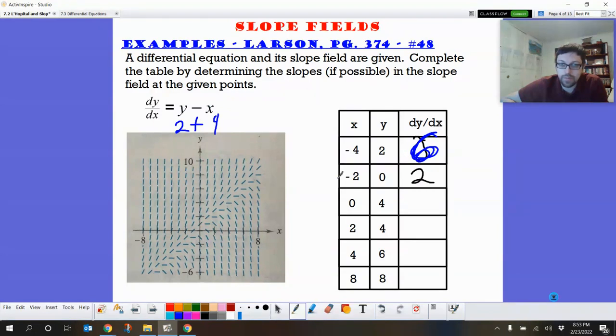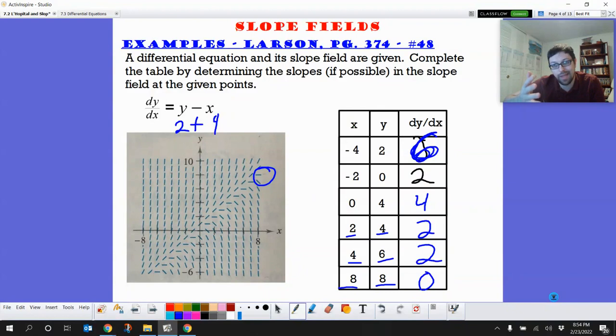All right, x is 0, so 4 minus 0. I really wish these columns were the other way around. It'd be so easy to do. 4 minus 0, that's 4. 4 minus 2, oh, that's 2. 6 minus 4, oh, that's 2. And then 8 minus 8 is 0. And you can see that 8 minus 8 is 0 because we've got a horizontal tangent line at those points.